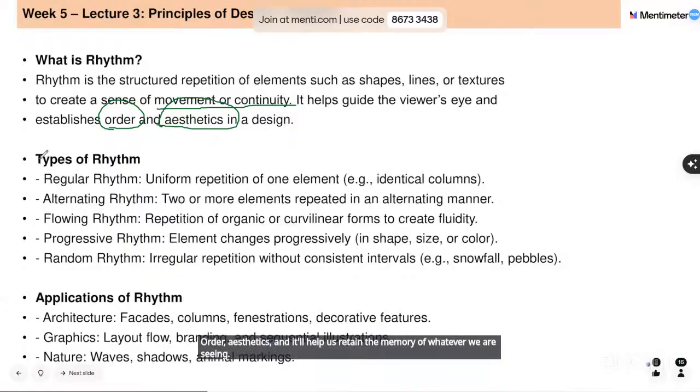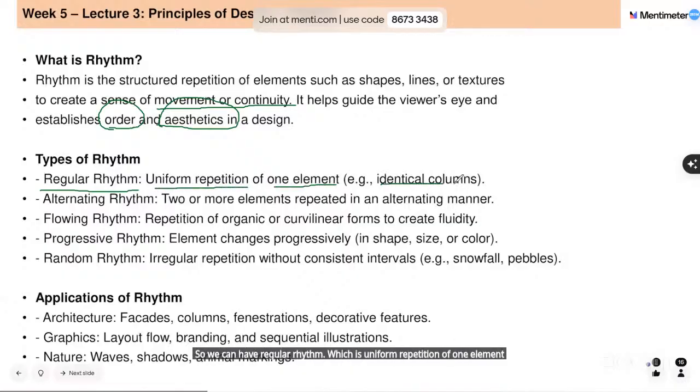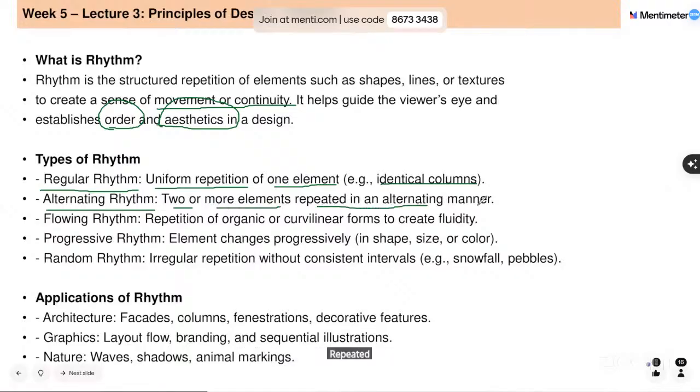Then, what are the types of rhythm? So, we can have regular rhythm, which is uniform repetition of one element. For example, identical columns. Or we can have alternating rhythm, which is two or more elements repeated in an alternating manner. Then we can have flowing rhythm, which is repetition of organic or curvilinear forms to create fluidity.